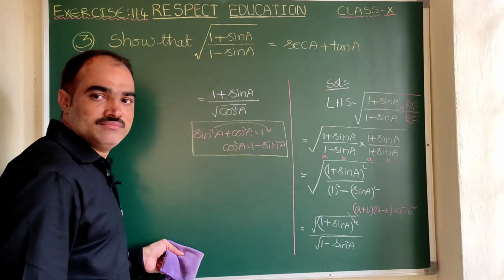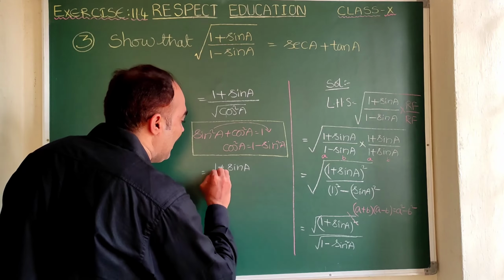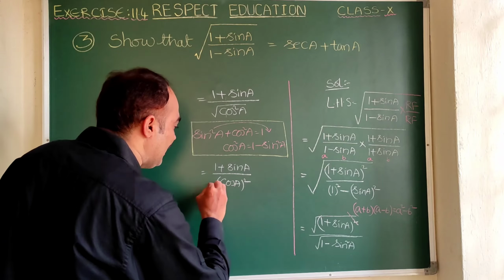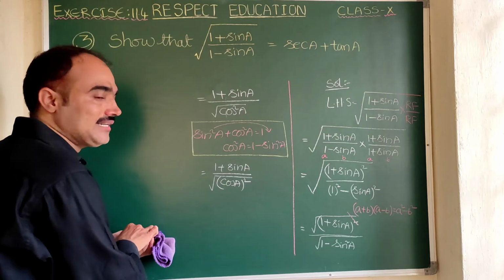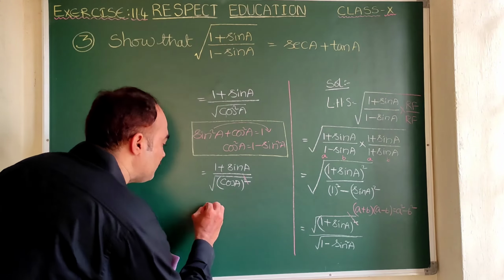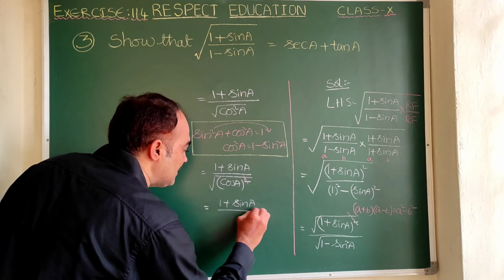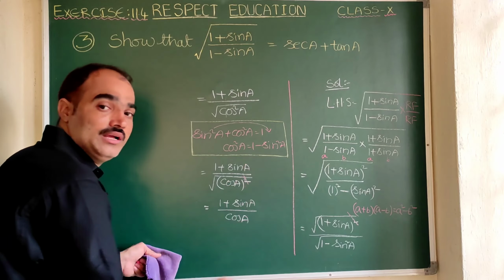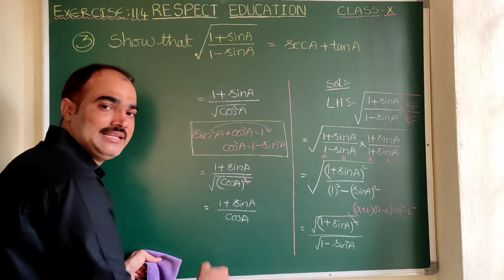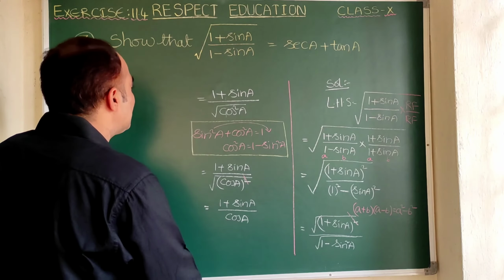Let us maintain the same. Now write the numerator as it is, 1 plus sin A, and write cos square A as cos A whole square, again under the square root. Here what will get cancelled? Square and square root, they both get cancelled. Now here what is left? 1 plus sin A by cos A. Here you see there are two terms in the numerator. One is number 1 and another one is sin A. But it has a single denominator. A single denominator can be split for both.